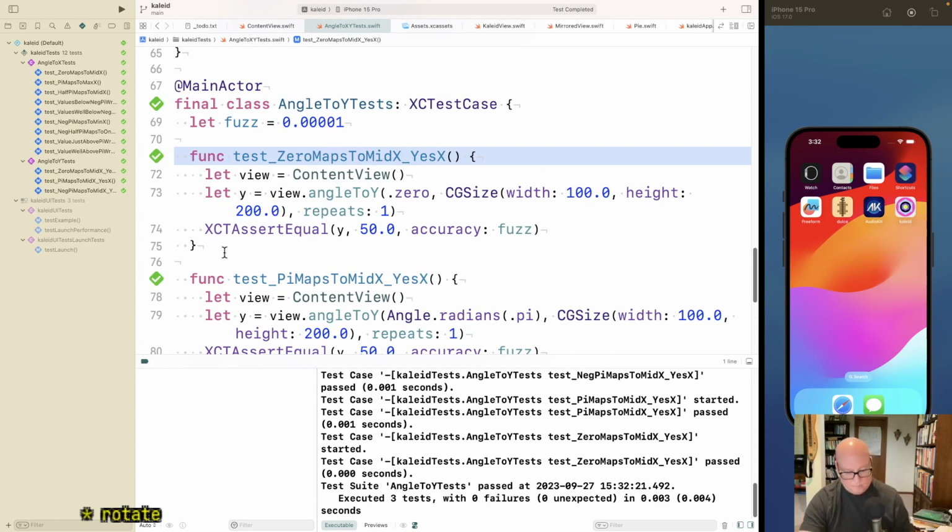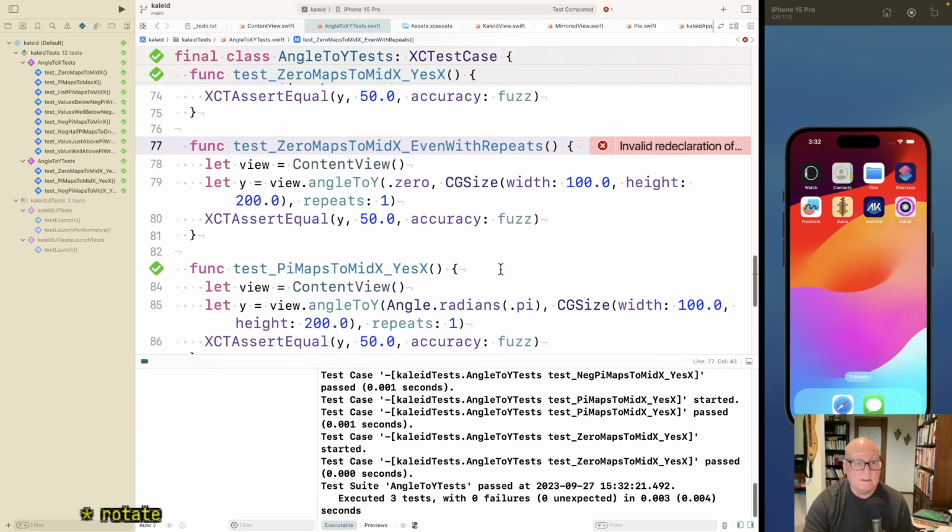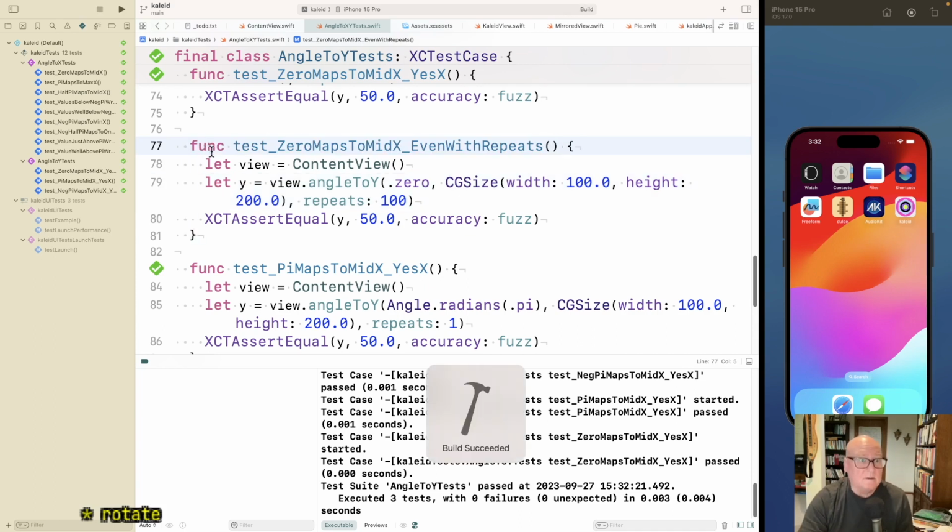I'm going to add one for 0 maps to mid X even with repeats. And I'm going to make it repeats 100. But basically, you're always starting at 0. Sine of 0 is the same as sine of 100 times 0, which is 0. Okay, so this test should just pass.